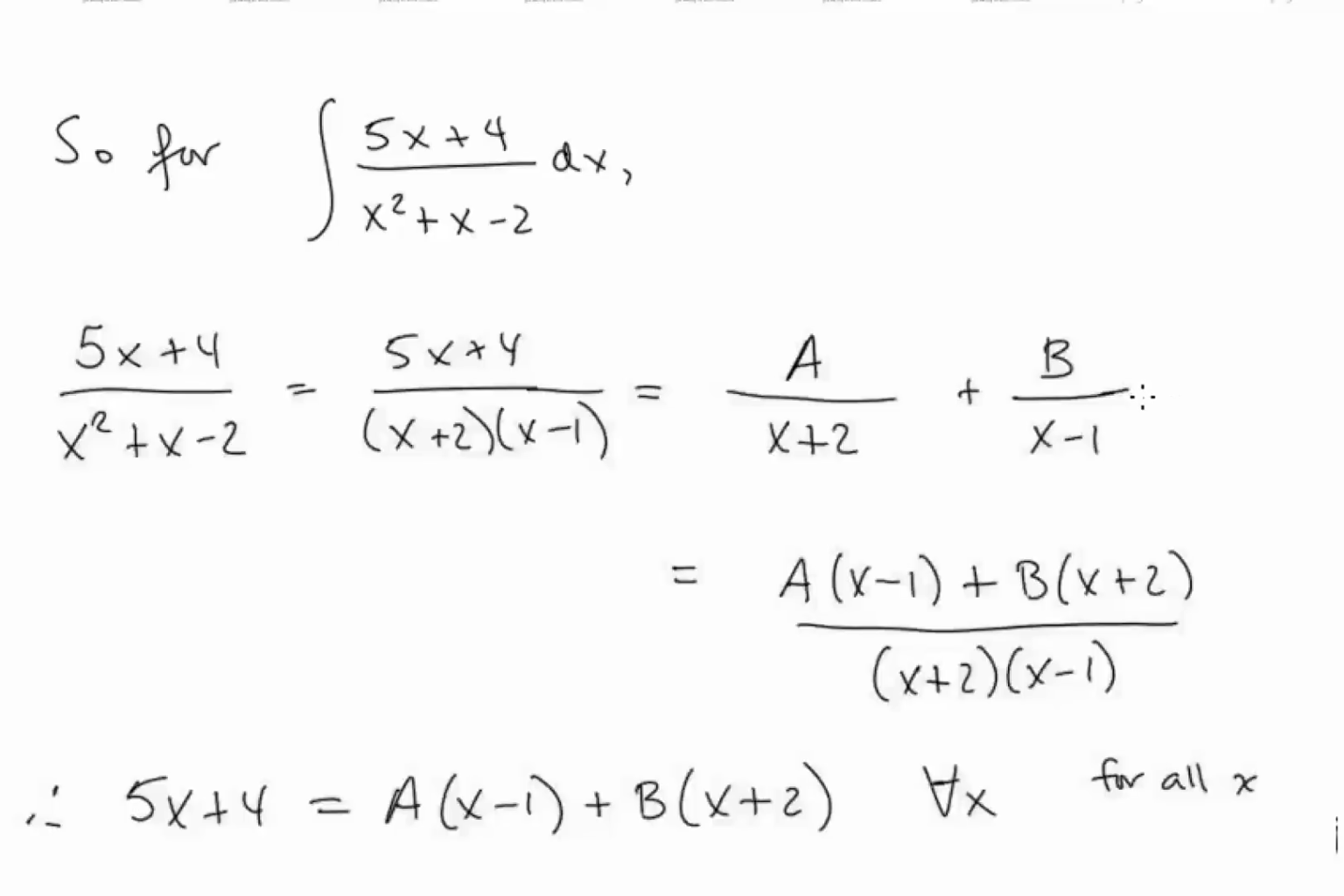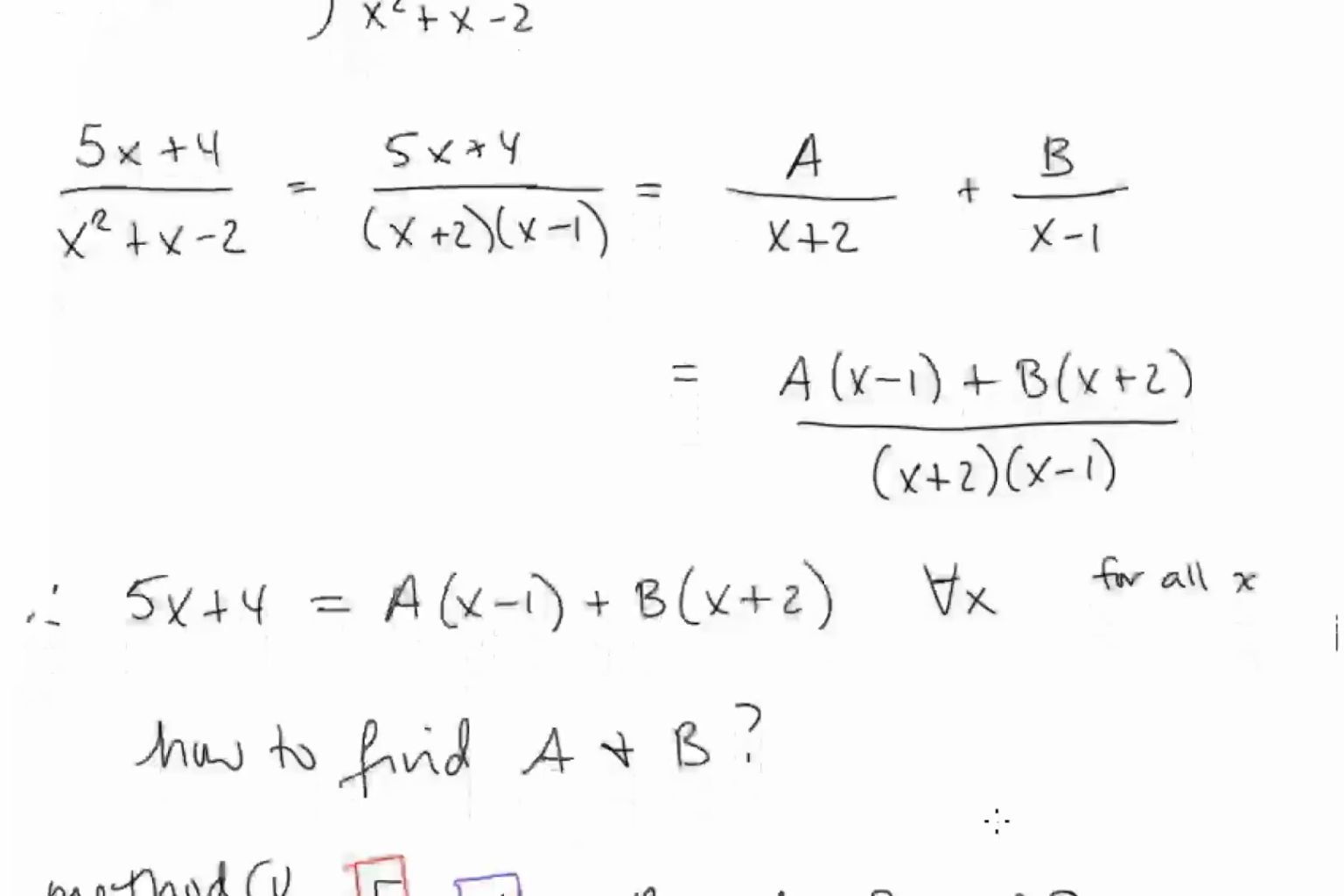Now from here, we're going to combine our fractions. And so now we have two expressions for the same fraction that have the same denominator. So that means their numerators must be equal. So that says 5x plus 4 must equal A times x minus 1 plus B times x plus 2. And this must be true for all x. So how are we going to find A and B? Well, we have two methods.